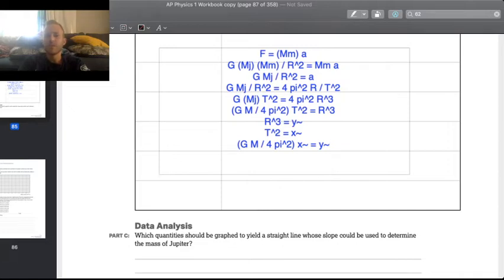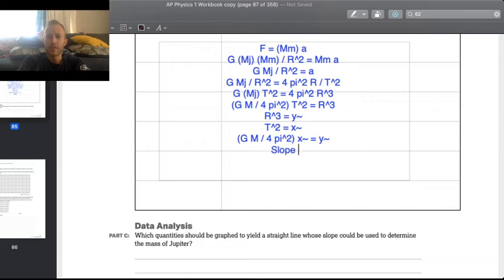So we can see that this is a linear relationship, and the number that multiplies X squiggle is your slope. So that would be my slope. So I have slope equals Gm over 4 pi squared.